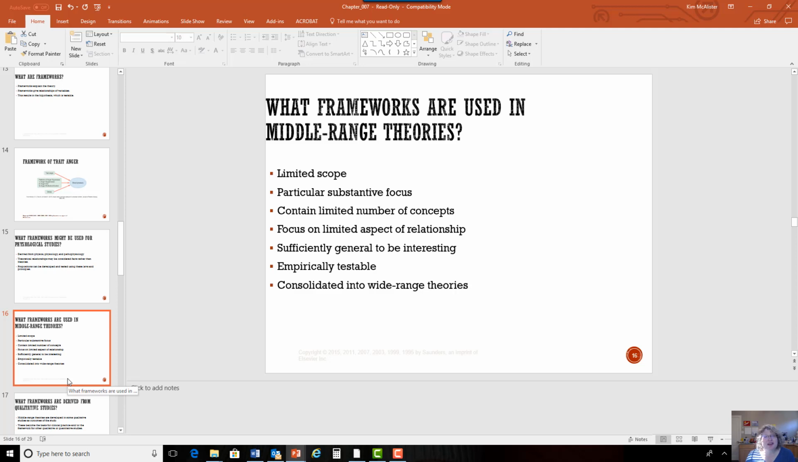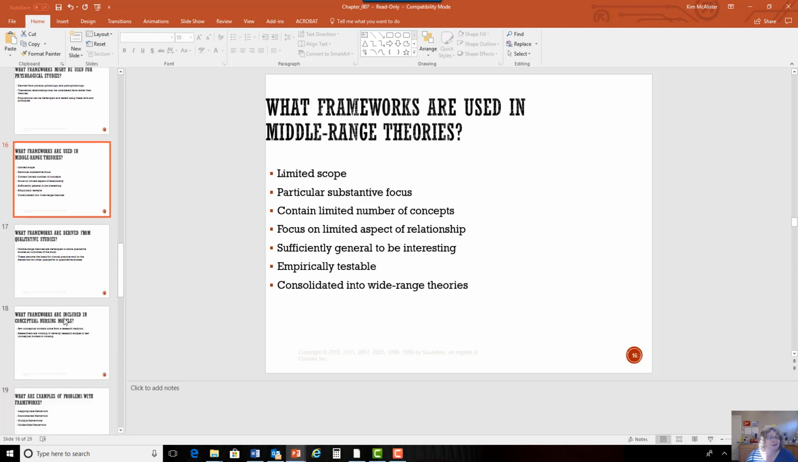So frameworks in mid-range theories are going to have a limited scope. They're going to have fewer concepts because, remember, the mid-range theory is more focused, it's less broad. They still have to be sufficiently generalized to have application to a wider population, and you're going to be able to actually test these. So this would be like if you're doing a survey, or maybe a retrospective study looking at how this particular type of patient education versus that impacted the outcome of the patient.